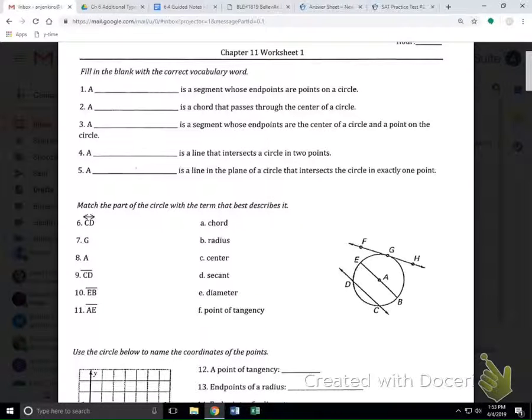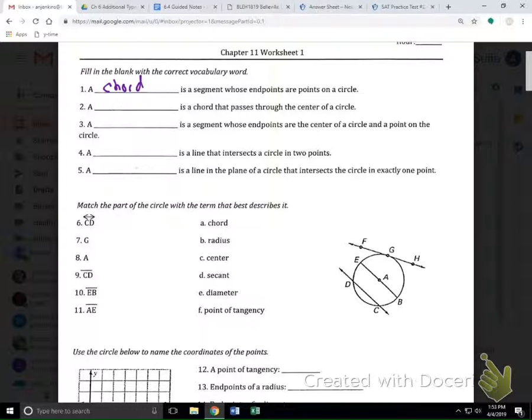So our first one is a vocab. If a blank is a segment whose endpoints are on the circle, what do we call a segment whose endpoints are on the circle? Chord. I like that. Let's do that. A blank is a chord that passes through the center.